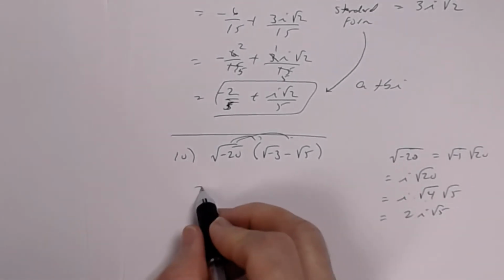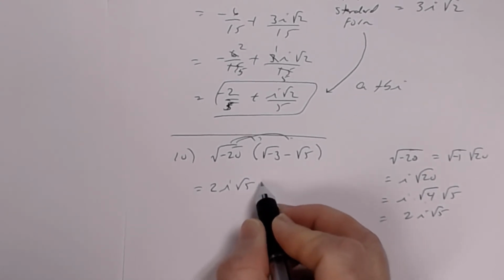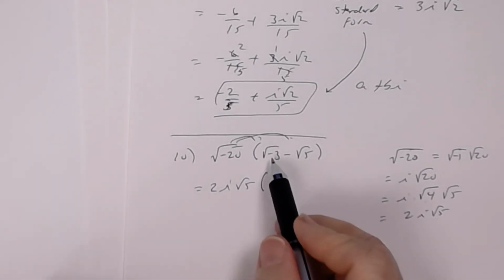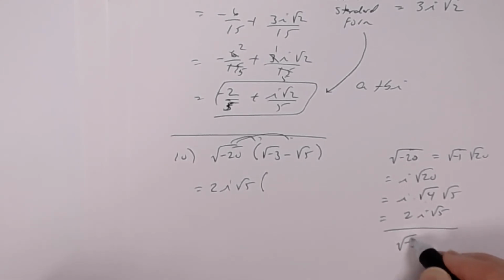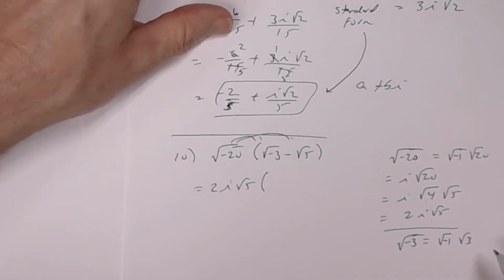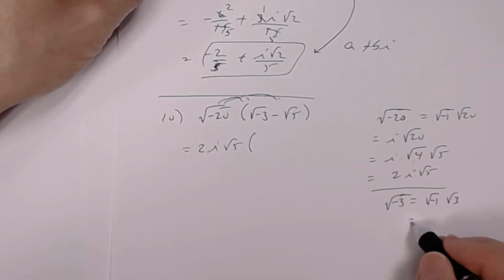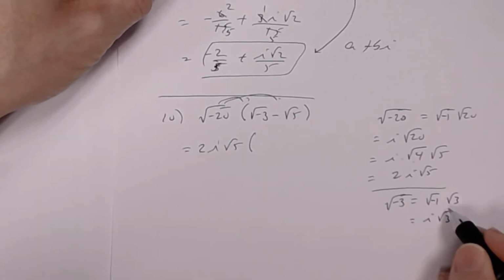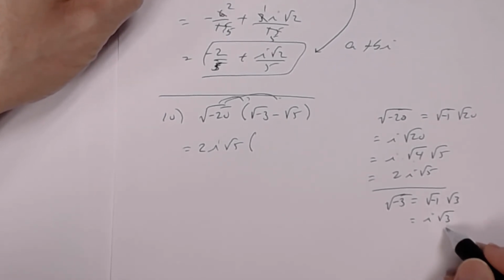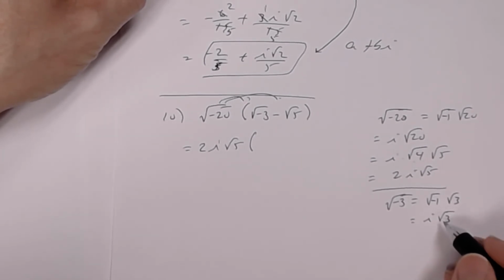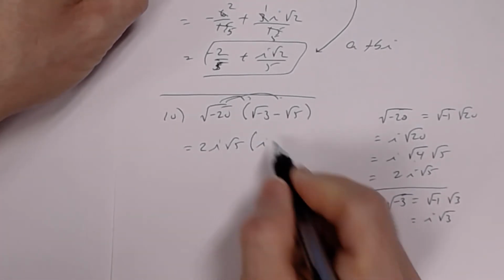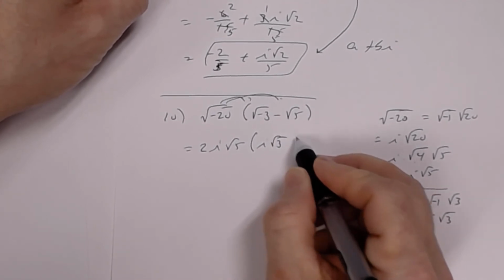So that's what I'm going to put here. It's 2i square root of 5 times. All right, let's talk about the square root of a negative 3. It's the square root of a negative 1 times the square root of 3, and the square root of a negative 1 is i. So this is i square root of 3. Now, ask yourself, can I simplify the square root of 3? Besides 1, is there another perfect square that goes into 3? No. So I cannot simplify this. So I'm going to put this here. It'll be i square root of 3 minus.